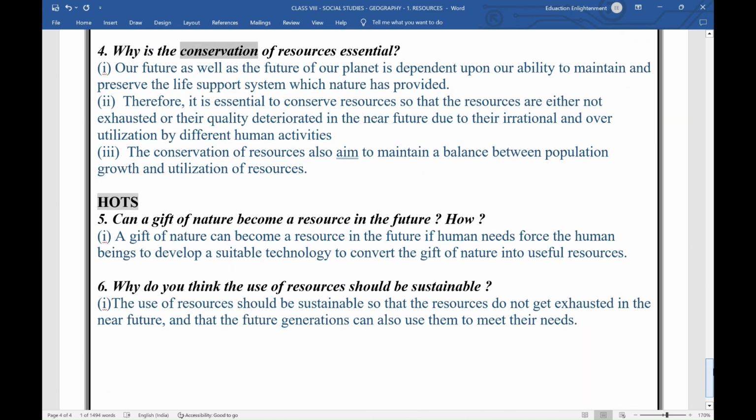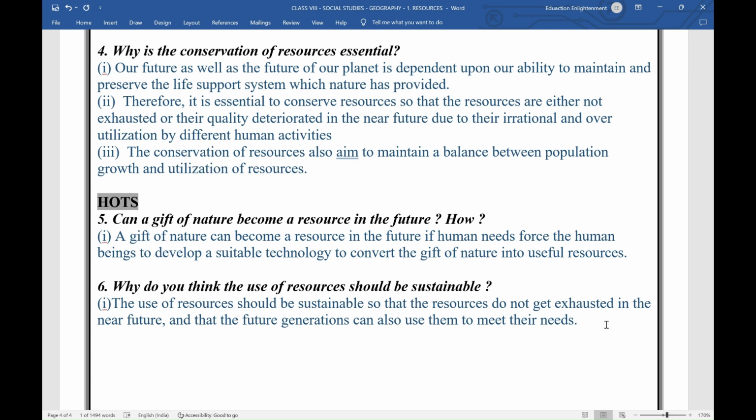4. Why is the conservation of resources essential? 1. Our future as well as the future of our planet is dependent upon our ability to maintain and preserve the life support system which nature has provided. 2. Therefore, it is essential to conserve resources so that the resources are either not exhausted or their quality deteriorated in the near future due to their irrational and overutilization by different human activities. 3. The conservation of resources also aims to maintain a balance between population growth and utilization of resources.